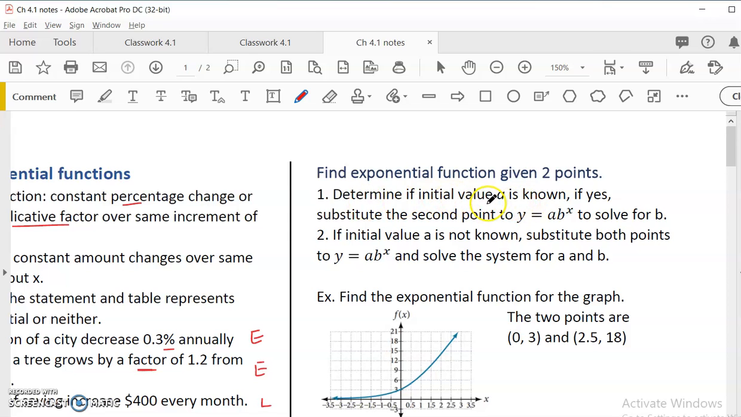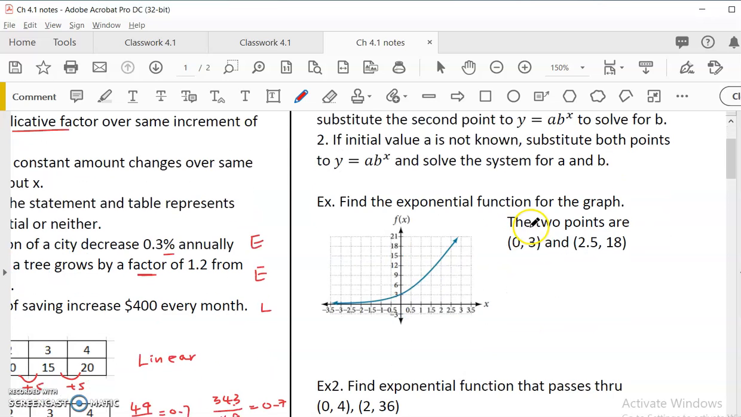Next, find the exponential function given 2 points. So if I have 2 points, I want to find a and b.